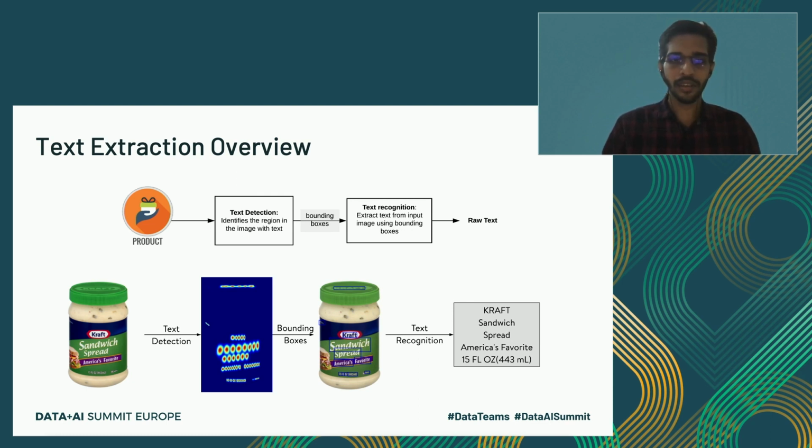You can see the example below as well. Given a product image, text detection is done, and we know where exactly the text is present on the image. You can see the bounding boxes there. Once we have the bounding boxes, we crop those regions and send them to the text recognition model. And finally, we have the raw text coming out from the text recognition model.